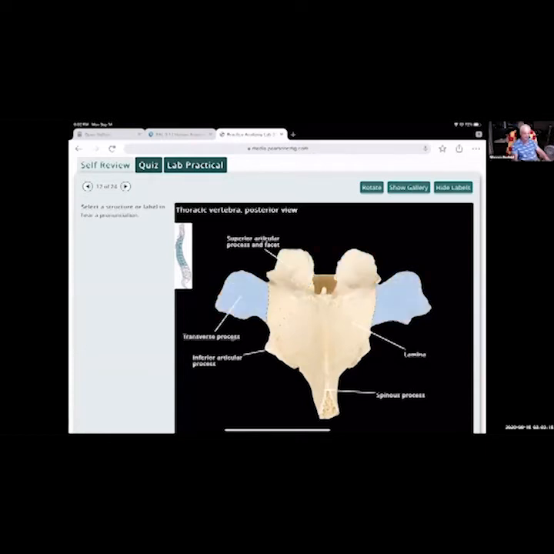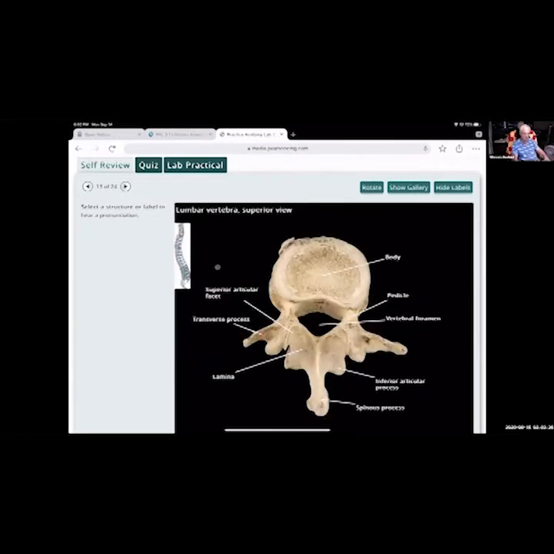Your transverse process, your inferior articular process, your spinous process, which always points posteriorly, and the lamina of the bone. All right, body of the vertebrae. Now we're getting to the lumbar vertebrae. Okay, now look at the lumbar vertebrae.